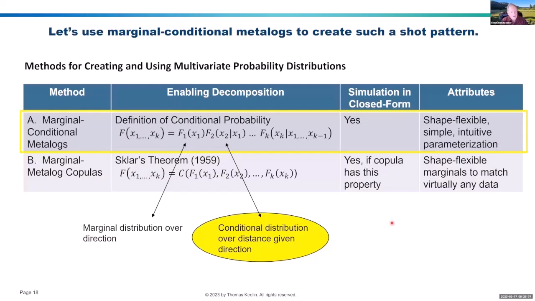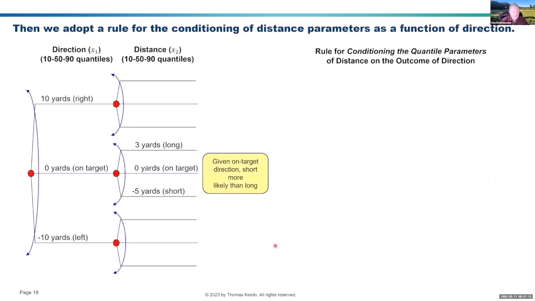So let's now talk about what is really the heart of the matter here. How do we develop the conditional distribution over distance, given that you have this marginal distribution over direction? Let's turn right now to that. Now, one way to think about that is to actually look at the shot dispersion patterns that I showed. But as I mentioned, let's just assume for the moment that you've hit a shot that's exactly on target. It's going straight at the target. What's the probability distribution now over how far long or short it might be?